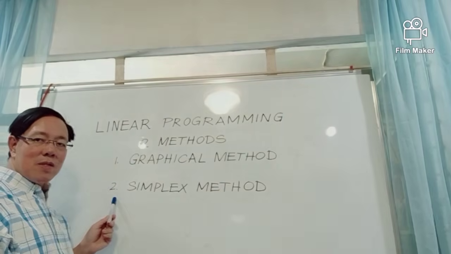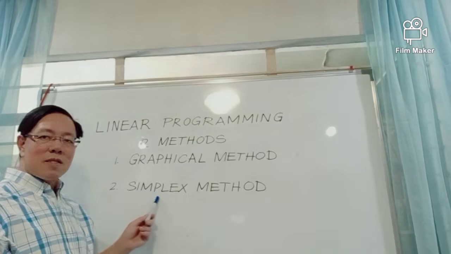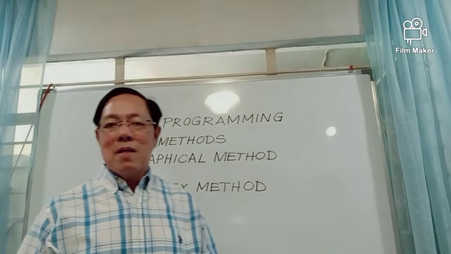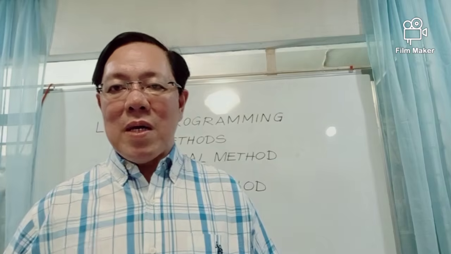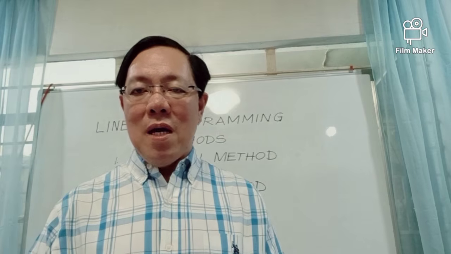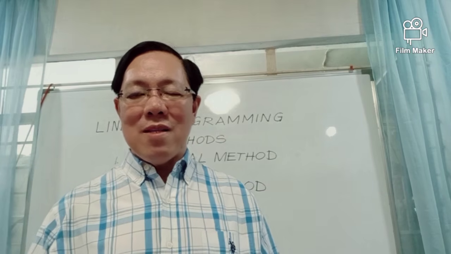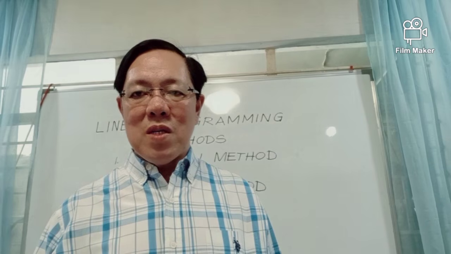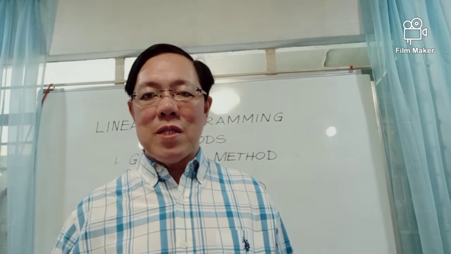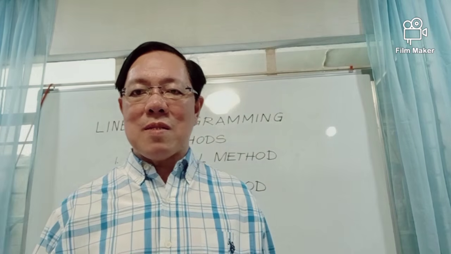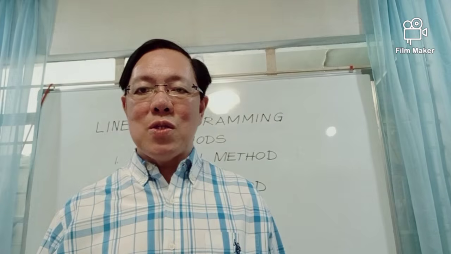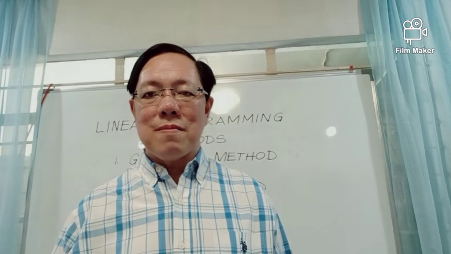The second method is known as the simplex method. We will use both of these methods to solve our example of linear program, the linear program we had earlier. We will solve it first by using the graphical method, and we will solve it again using the simplex method. And using both methods, we should get the same answer.